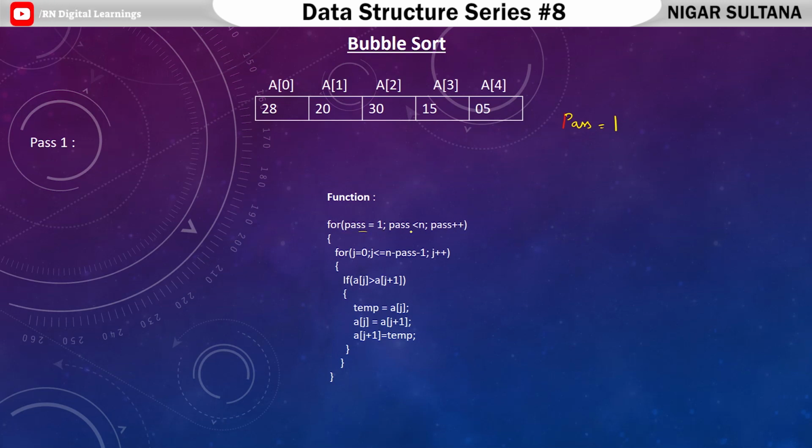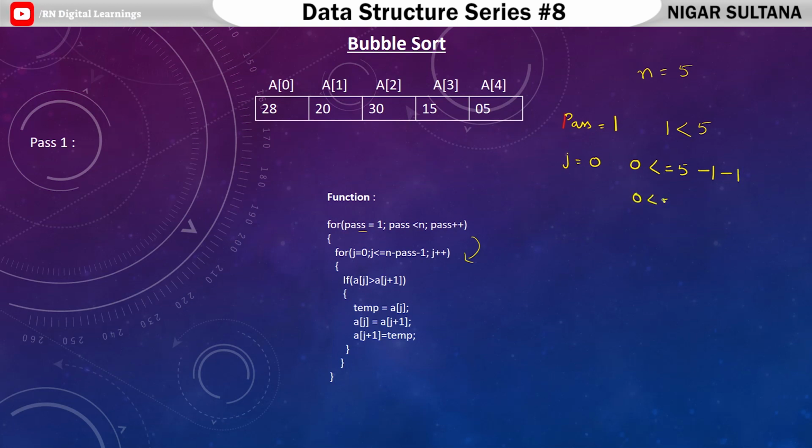Next I must check the condition whether pass is lesser than n. What is n? N is the number of data elements. N is how much? 5. Is 1 lesser than 5? Yes, it's true. If it is true, I must enter into the loop. I have j equal to 0. Now there is one more condition. Is 0 lesser than or equal to n, whose value is 5, minus pass? Which pass are we talking about? We are talking about the first pass. Pass value is 1, so 5 minus 1.